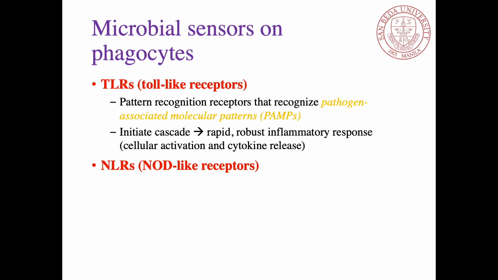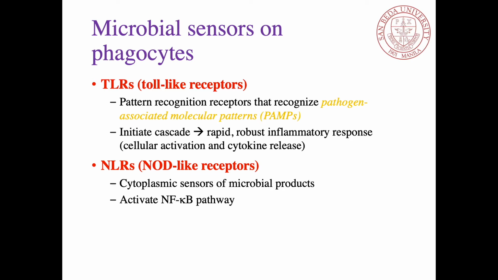Next you have NLRs, which stand for NOD-like receptors. Within that abbreviation is another abbreviation apparently. The NOD here stands for nucleotide binding oligomerization domain. NLRs are located in the cytoplasm and they serve as intracellular sensors for microbial products. They activate the so-called NF-kappa B pathway, and hopefully you still remember from biochemistry, this is a signaling pathway that is very much associated with inflammation. As a result, you have inflammatory responses similar to those initiated by TLRs.